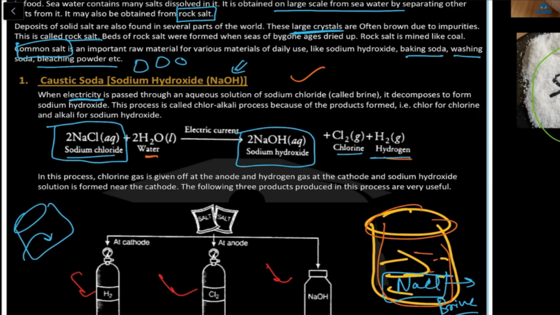So when electricity is passed through an aqueous solution of sodium chloride, NaCl, which is a salt and is also known as a brine solution, it decomposes to form sodium hydroxide. Now, if anyone asks you how we form sodium hydroxide, what will you say? That by passing electricity through an aqueous solution, which is a mix of salt plus water, it decomposes to form sodium hydroxide, which is your caustic soda, NaOH.